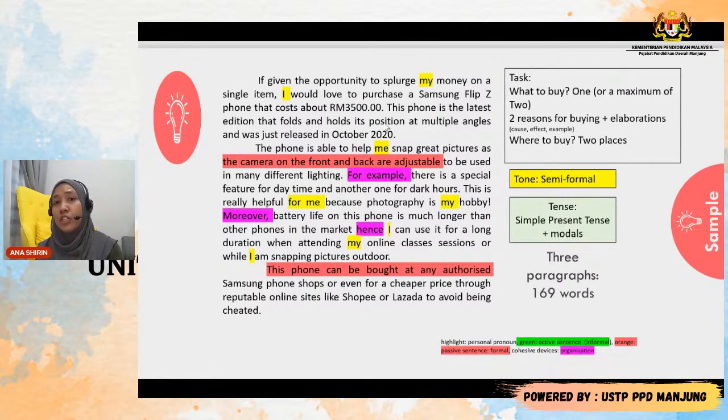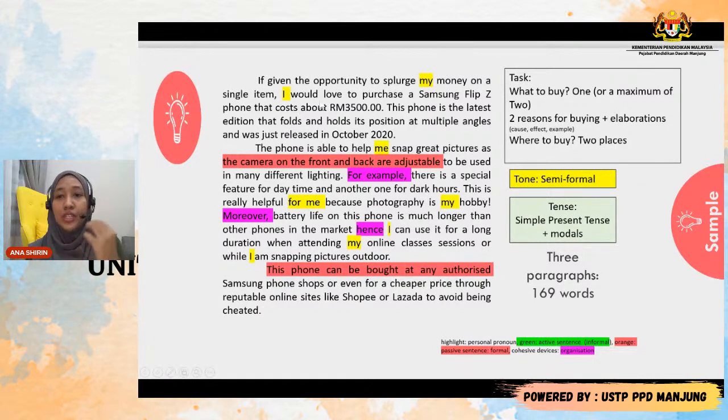All right. So if you were to do a revision for English, it's a good idea to look at conditionals and the use of models. This would allow you to write great and complex sentences. So coming back here, over here I use a conditional sentence. If given the opportunity to splurge my money on a single item. So this is a bit of flowery language that is contributing to my 170 words.